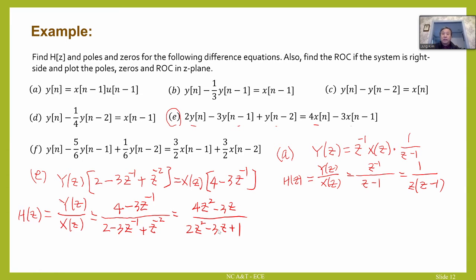So you can find the factors here. This is important, okay? So let's do it using the calculator.